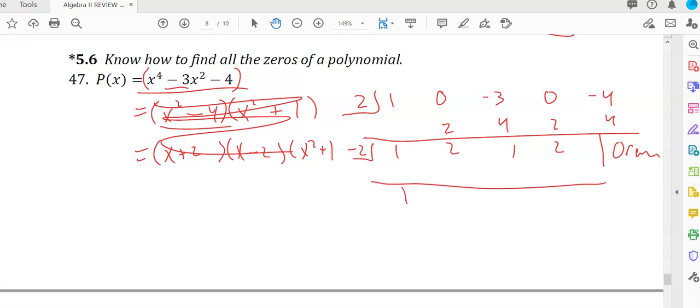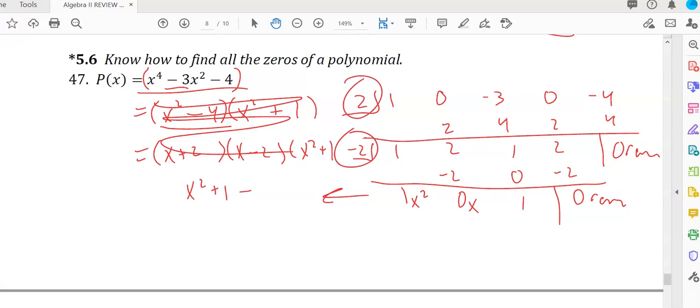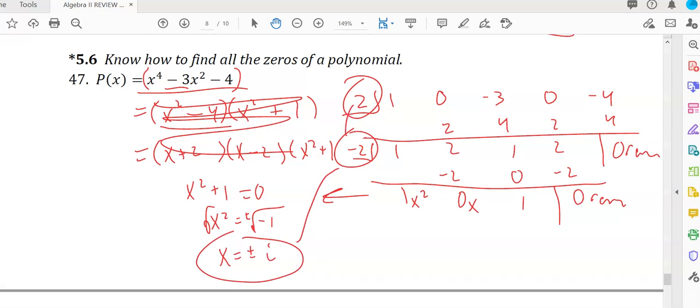Take the second solution out, which was a negative 2. Okay. This would be 1, negative 2, 0, 0, 1, negative 2, 0. Okay. Remainder, this is constant, this is x squared. So this ends up being x squared plus 1. We know two of our solutions already, 2 and negative 2. To find our third, we're going to set that equal to 0. Subtract 1, x squared equals negative 1. Square root both sides, don't forget plus or minus. You get x equals plus or minus i. So those are two imaginary solutions. So those are your 4 solutions.